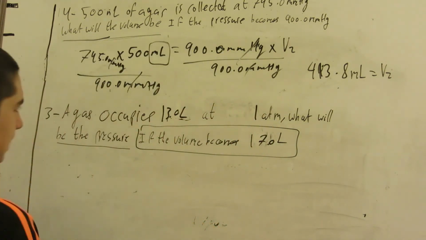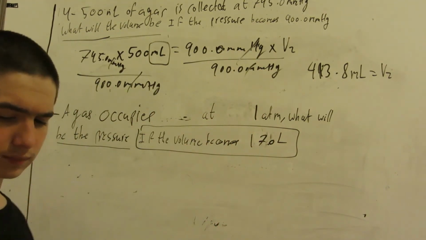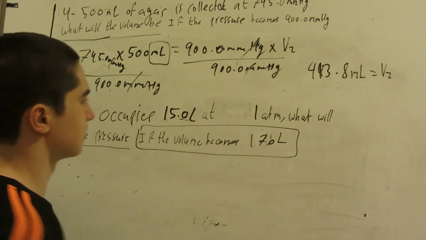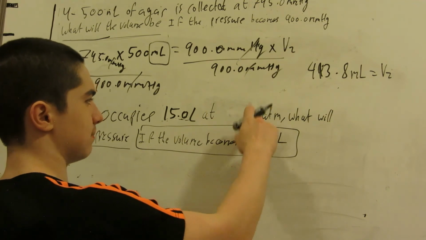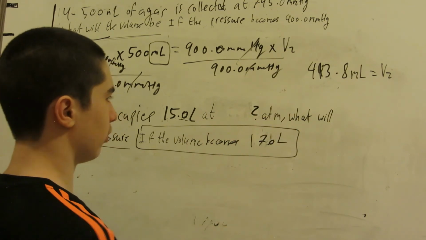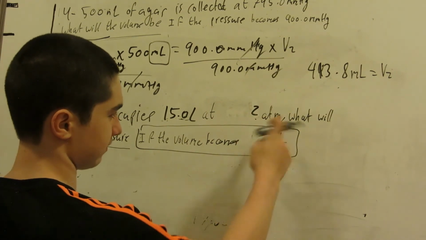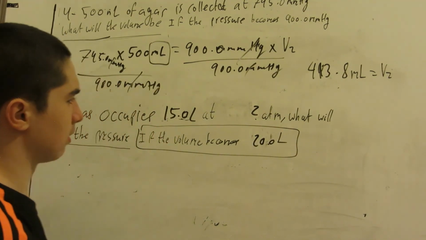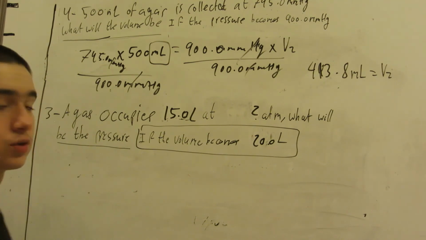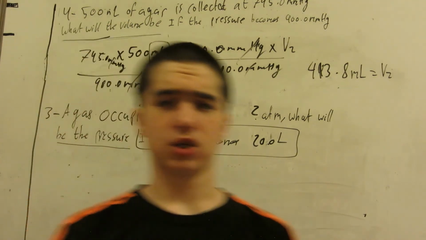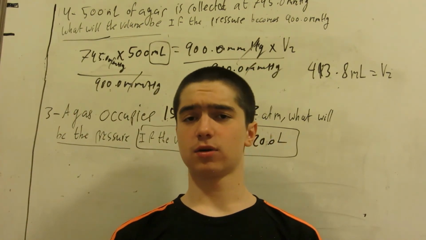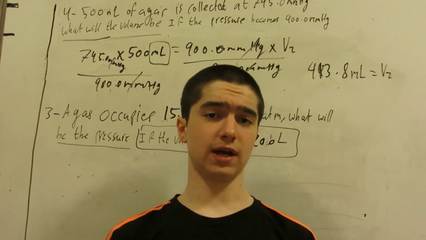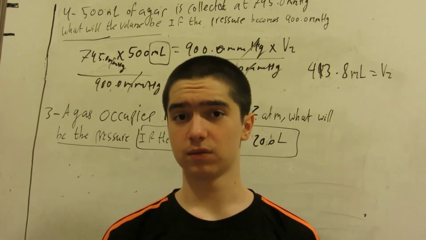So the last question states that we have 15.0 liters at 280 pressure, and then the new volume, or the V2, is going to be 20.0 liters. I would like you guys just to solve the question. When you solve that question, just write down the answer in the comment section, and I'll check your answers and correct the ones that are wrong.